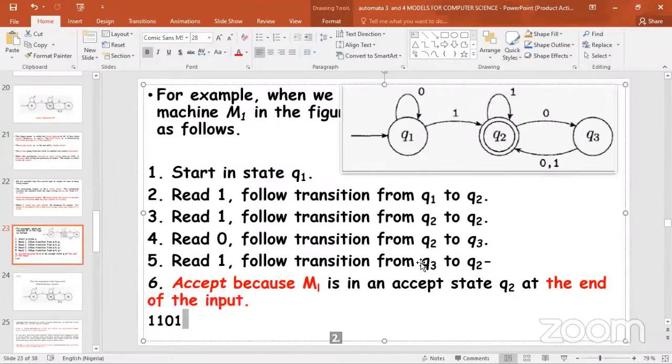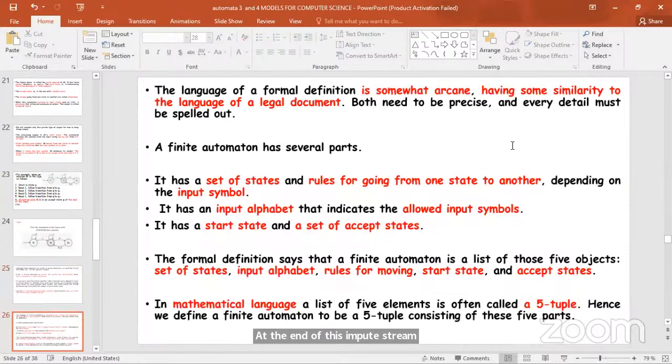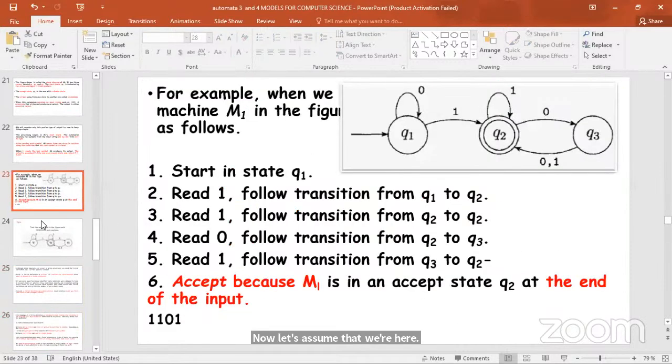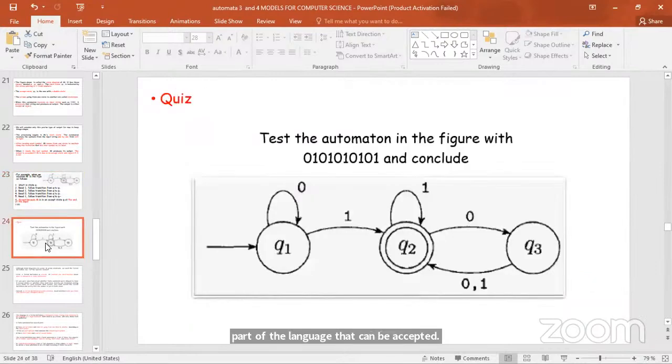Now let's assume that you could only remain at Q3 when you are finished reading the input string. That means this is not the accept state or the final state. Hence, this automaton has not accepted that string, or it is not part of the language that can be accepted by that automaton.